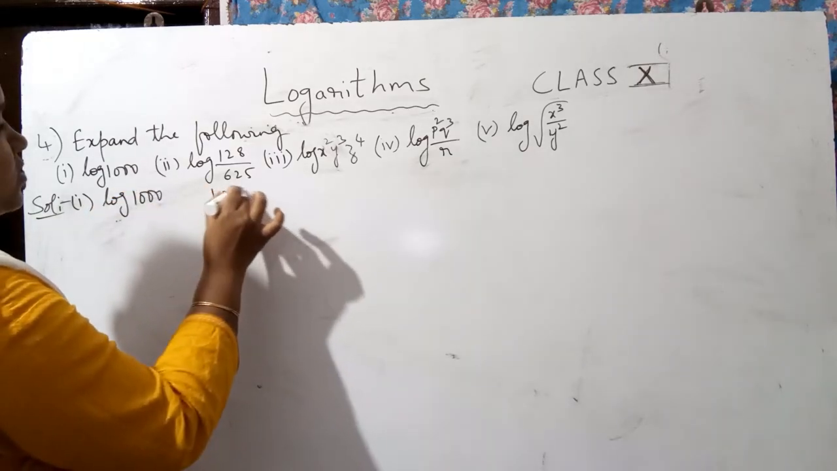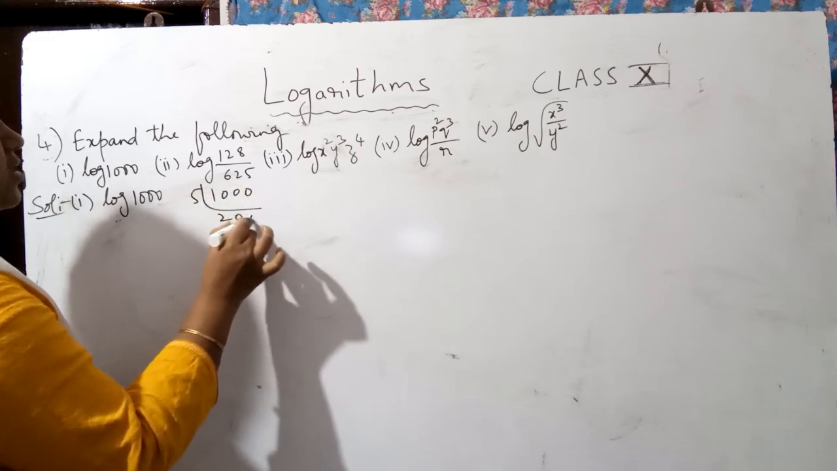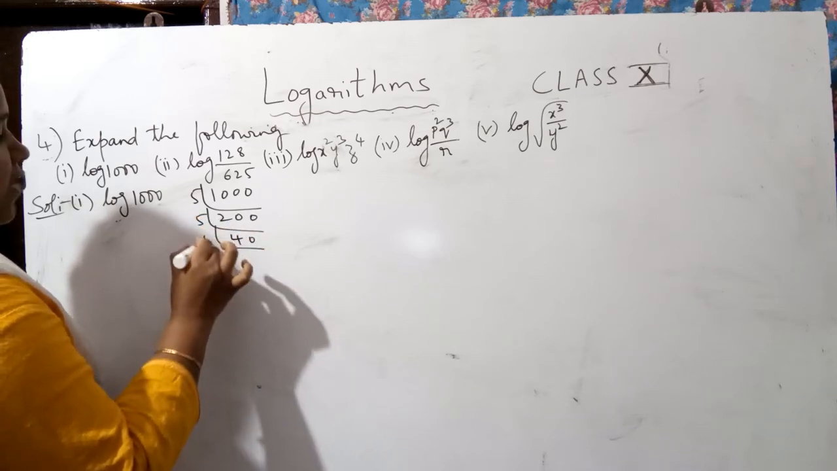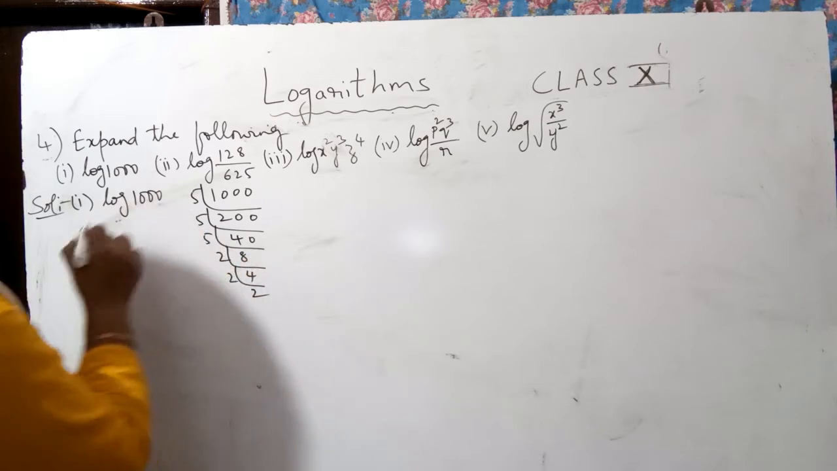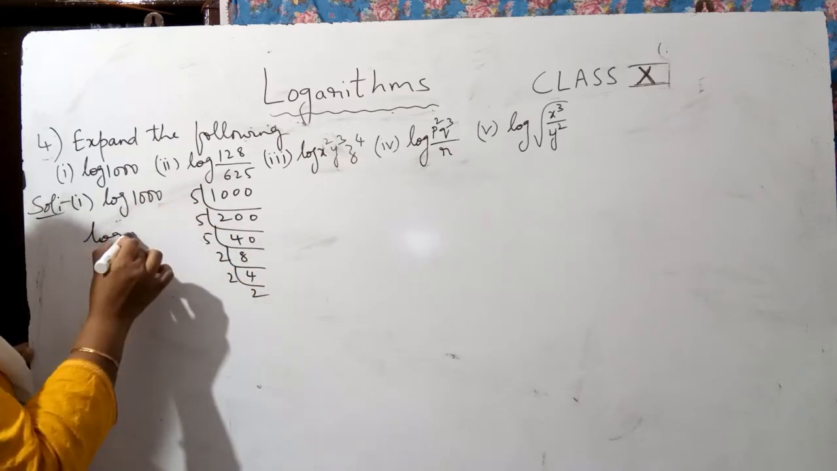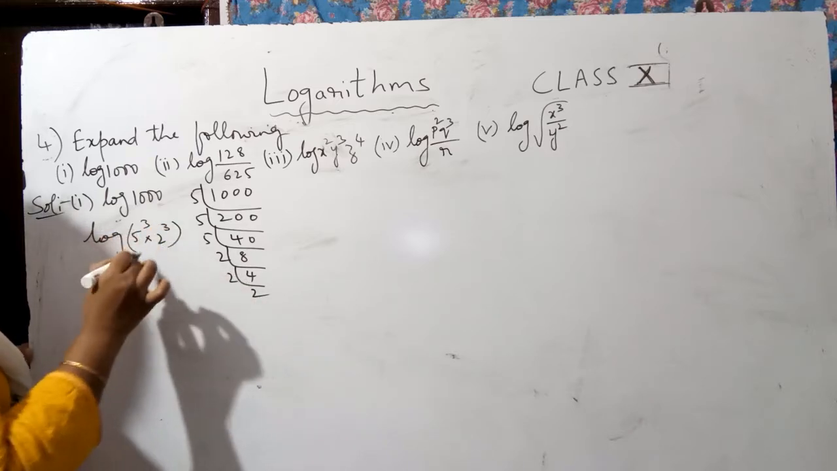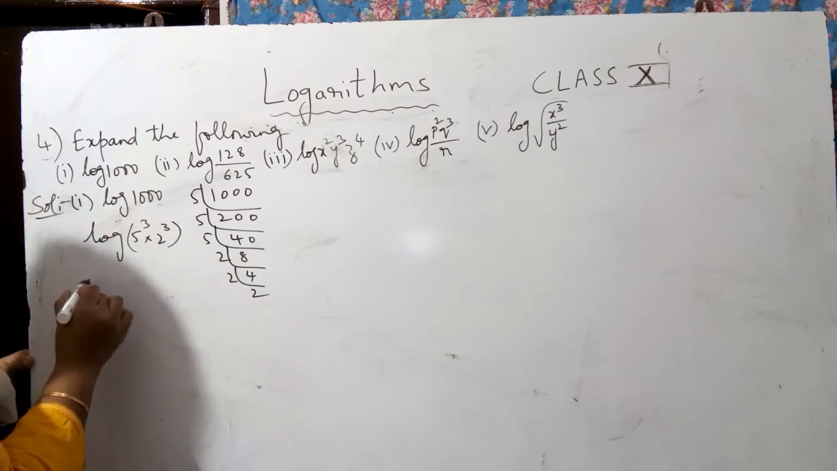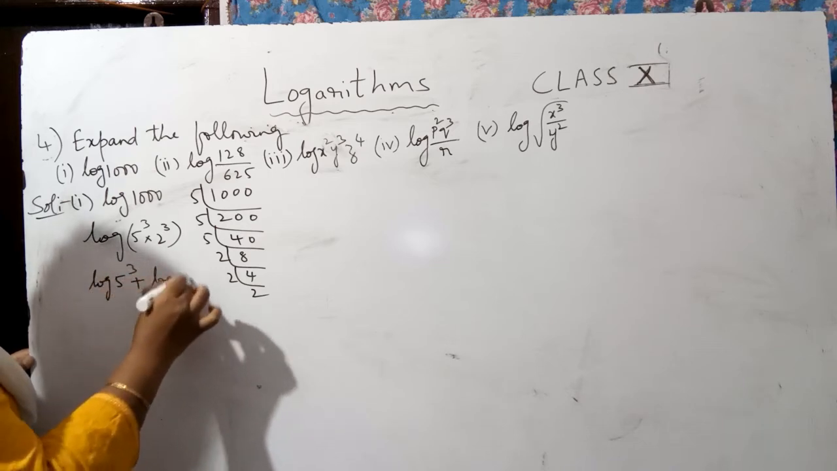So write the factors of 1000. Starting with 5, 5 2s are 10, 5 4s are 20, 5 8s are 40. So you can write 1000 as 5 into 5 into 5, that is 5 cube, into 2 into 2 into 2, that is 2 cube. So I can write 1000 as 5 cube into 2 cube.